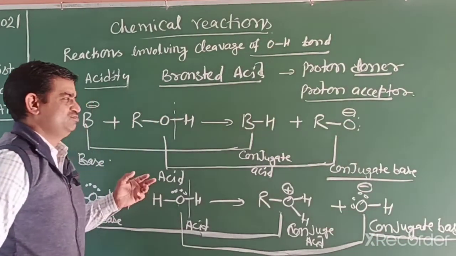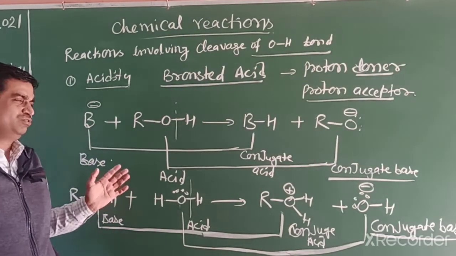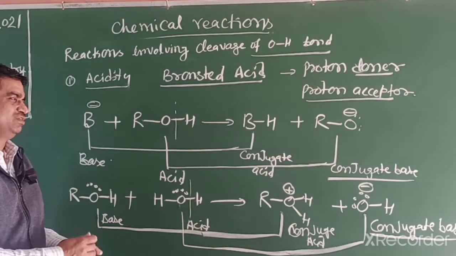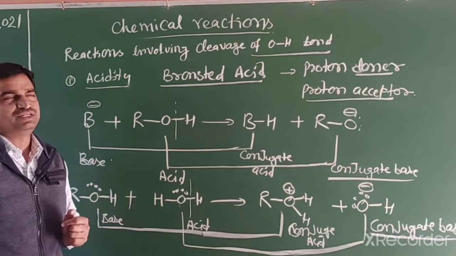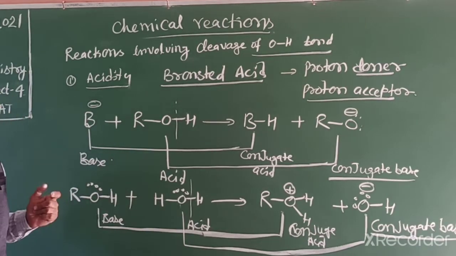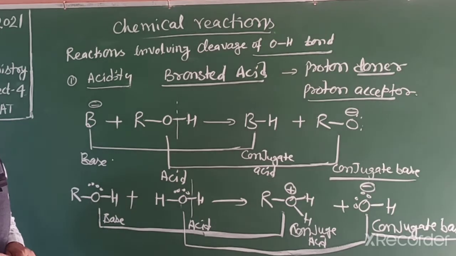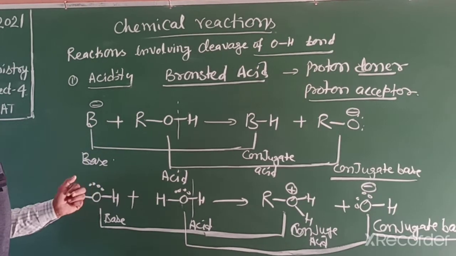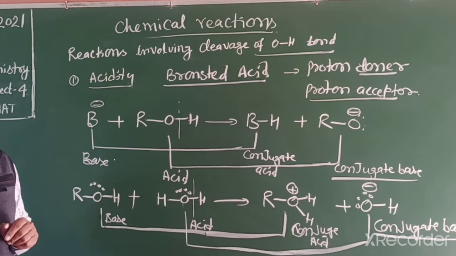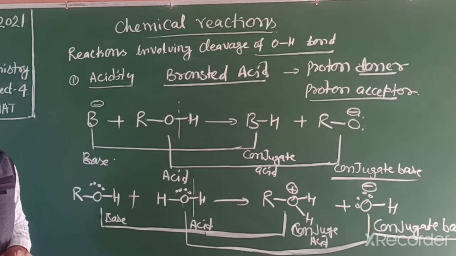So what we have to observe is that substances differing by only one proton are known as a conjugate acid-base pair. So alcohols are weaker acids than water. This reaction shows this activity. Now we explain the acidity of phenols.